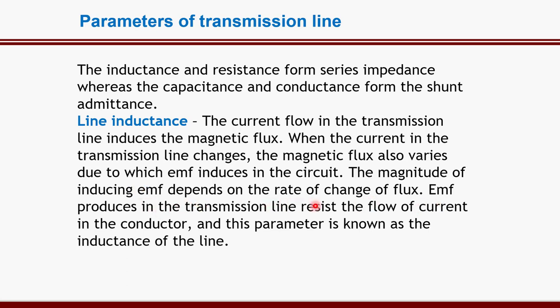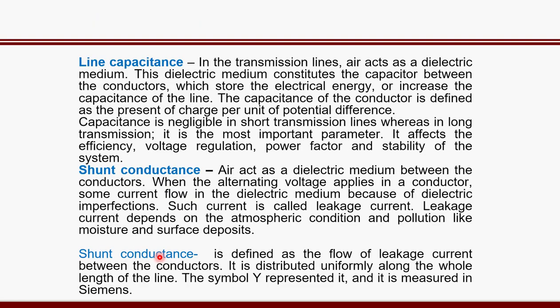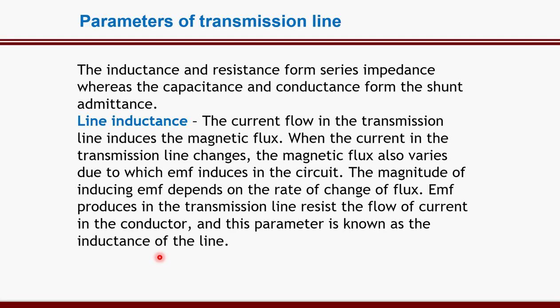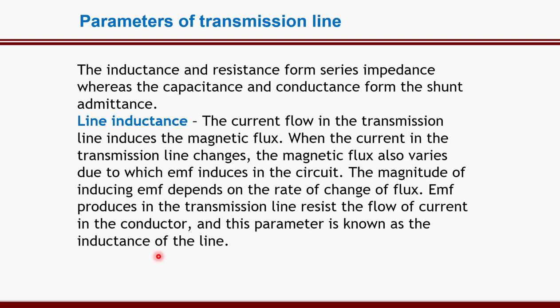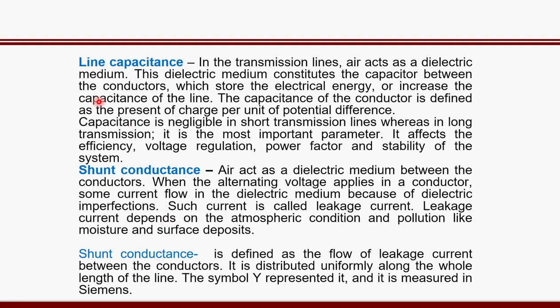The EMF produced in the transmission line resists the flow of current. Whatever EMF is induced will oppose the cause of its production. So it opposes the flow of current in the conductor, and this parameter is known as inductance. We know the basic definition of inductance, and it is measured in henries per unit length, or henries per kilometer.